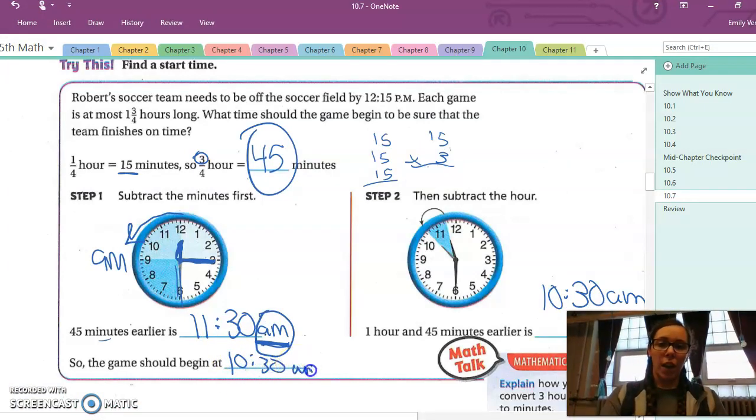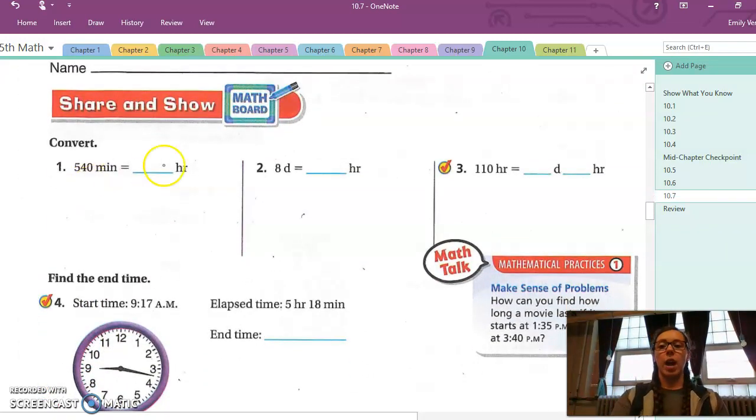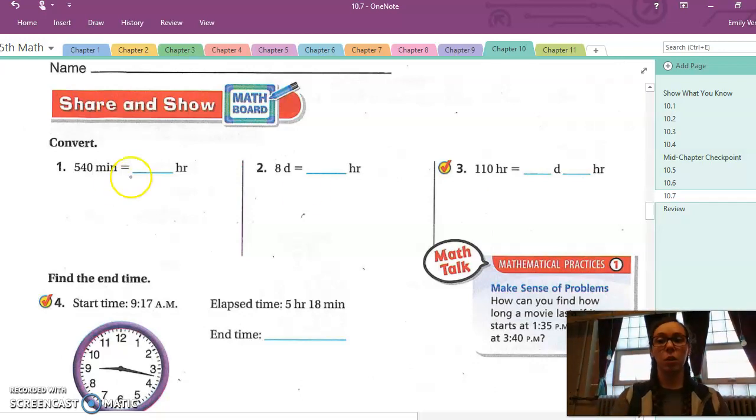10:30 a.m. to make sure that they're done by 12:15. Okay, let's look at some more examples. These top ones here and some of the other practice problems you're going to be doing today focus on converting just time to time. You're not worried about elapsed time on them, you're just worried about converting. So I'm going to do one with you.